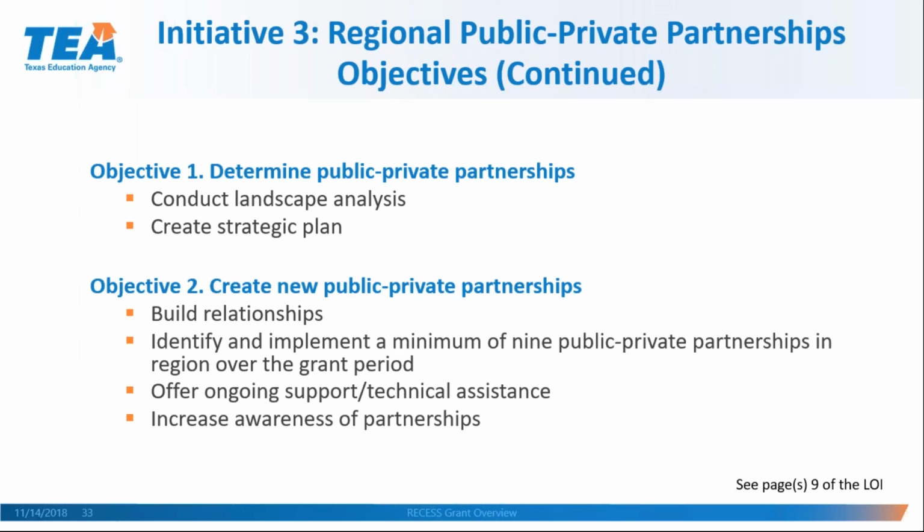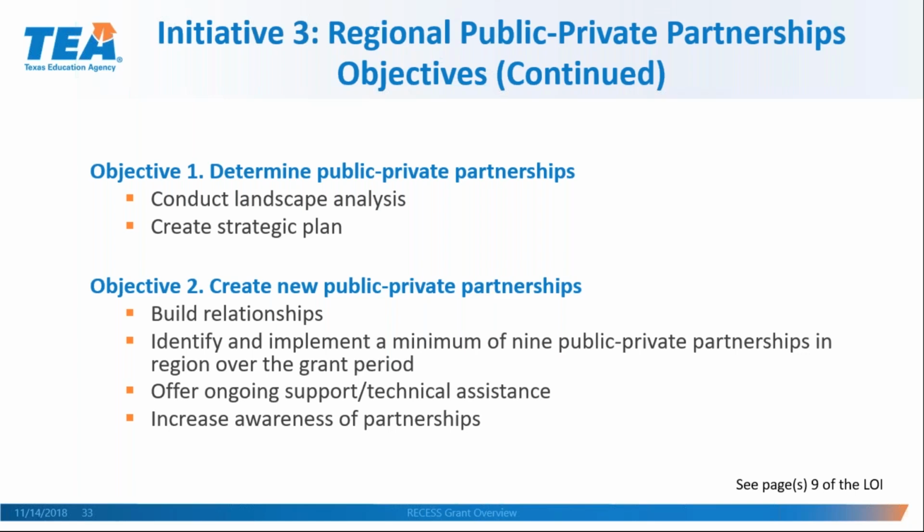With support from TEA, each grantee will accomplish the following objectives. First, grantees will determine the public-private partnership landscape in their region by conducting a high-level landscape analysis. The landscape analysis may include information such as current LEAs and early learning centers implementing partnerships, an estimate of children currently being served, partnership models, and/or other information pertinent to gaining an understanding of public-private partnerships in their region. The grantee will also create a high-level strategic plan to form new partnerships, support existing partnerships, and sustain partnerships.